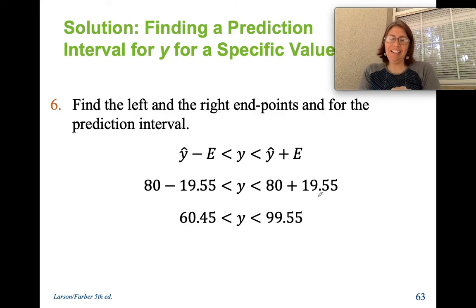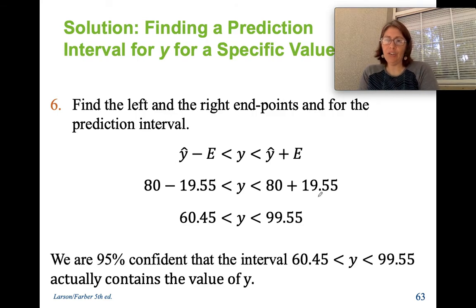So we are 95% confident that the interval 60.45 is less than y is less than 99.55 actually contains the value of y. In this case, y stands for the cost of the copy machine. So we're 95% confident that the cost for this 3-year-old copy machine is between $60.45 and $99.55. So that's where we are. Lots of stuff today, so you may have to watch this a couple times to get it. You might have to pause it a couple times, and that's okay.